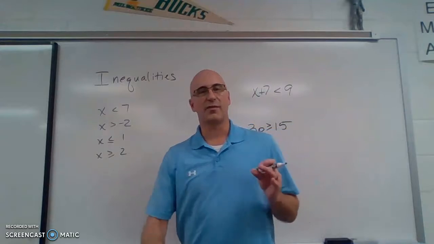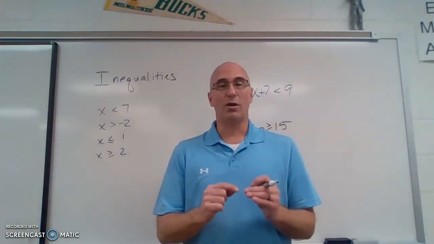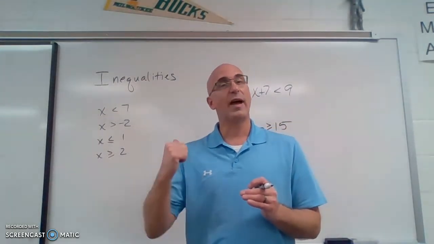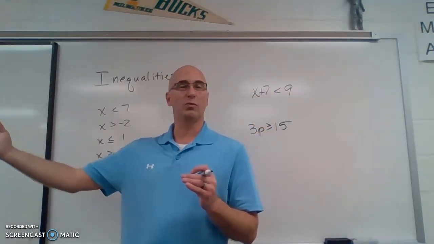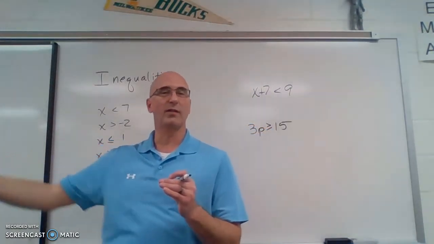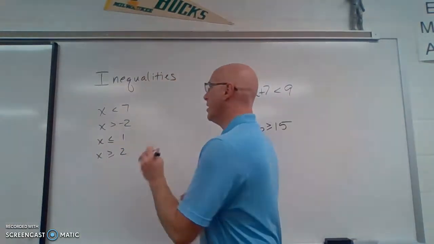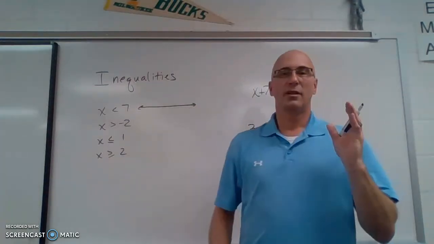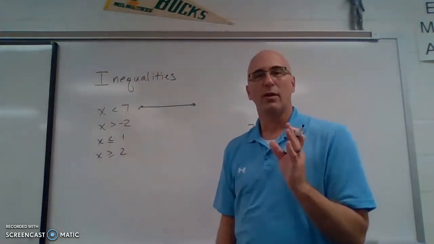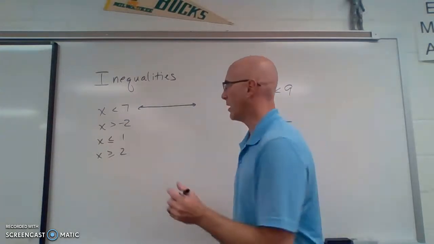X is less than 7. What that means is we want the set of all numbers that make that true. So that could be 6, 5, 4, 3, 2, 1, -1, -2, and all of the fractions and decimals in between. To represent an inequality, we can draw a graph, and a graph is on a single number line.